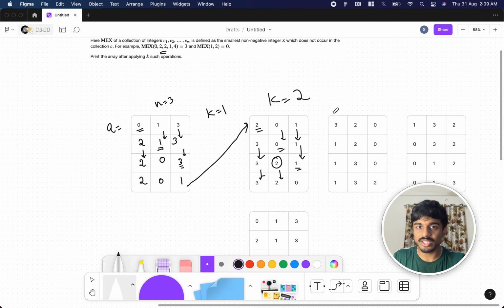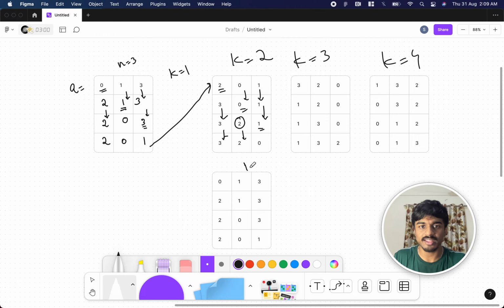Similarly, you keep on going till k equal to 3, then k equal to 4 and k equal to 5. Now when they give k equal to 5, when we generate all these tables, the last final array we get, that's the answer. Seems so simple, right?